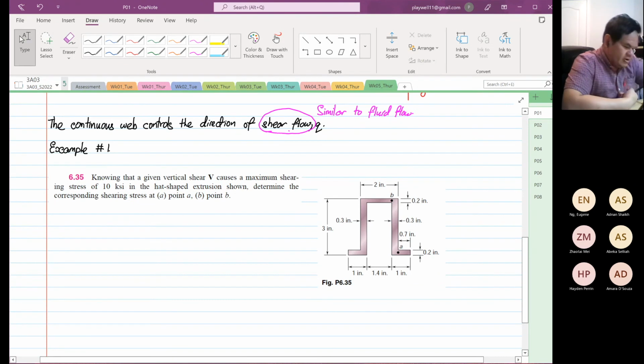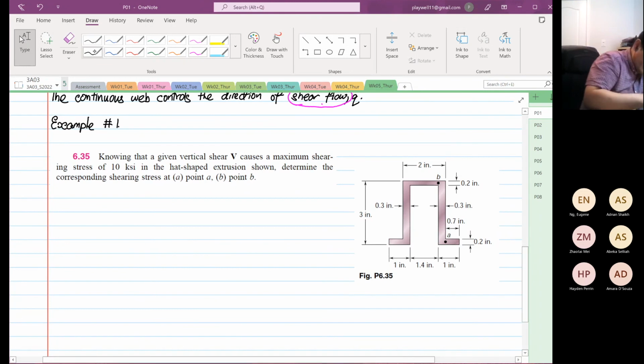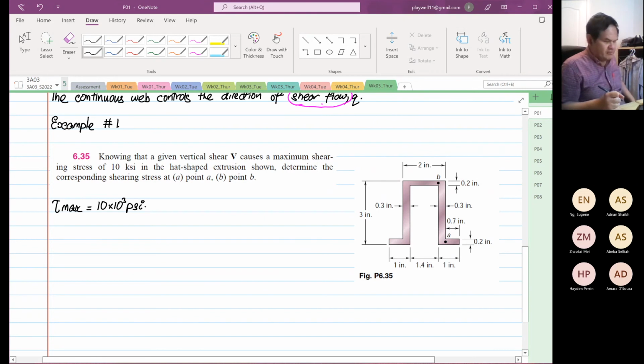Knowing that a given vertical shear causes a maximum shearing stress of 10 kilopascal in a hat-shaped extrusion, determine the stresses at point A and at point B. So what is given in this example is that tau max is equal to 10 times 10 to the power 3 Pa.